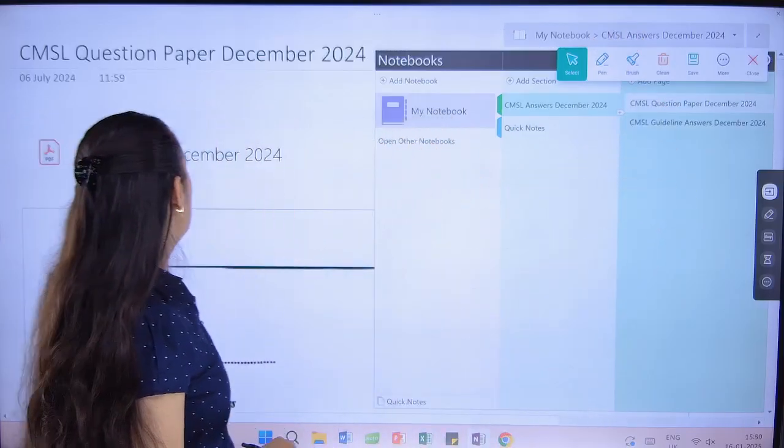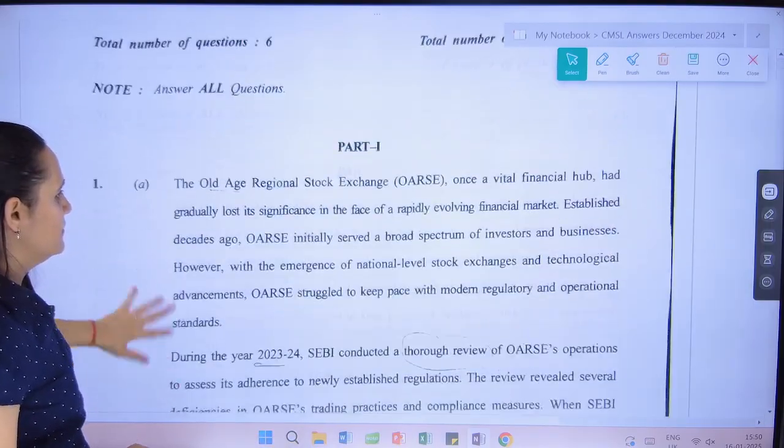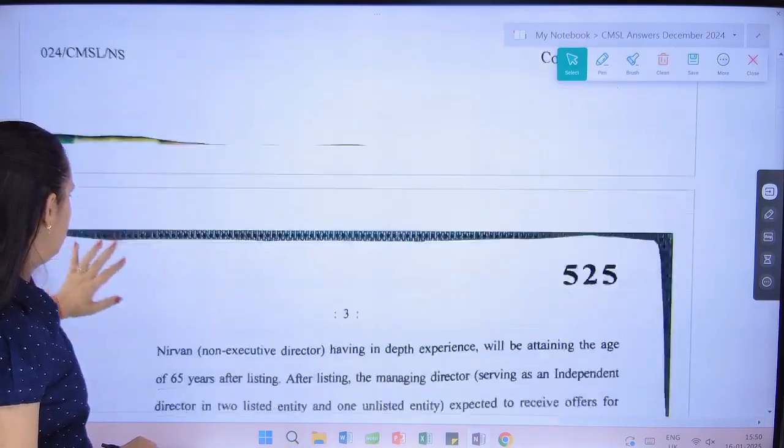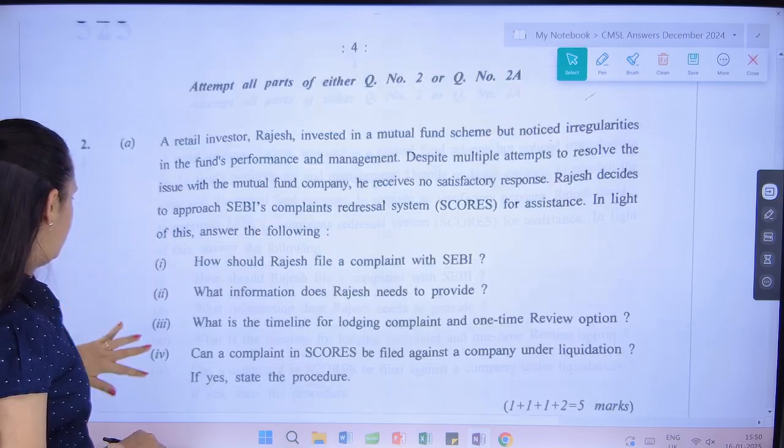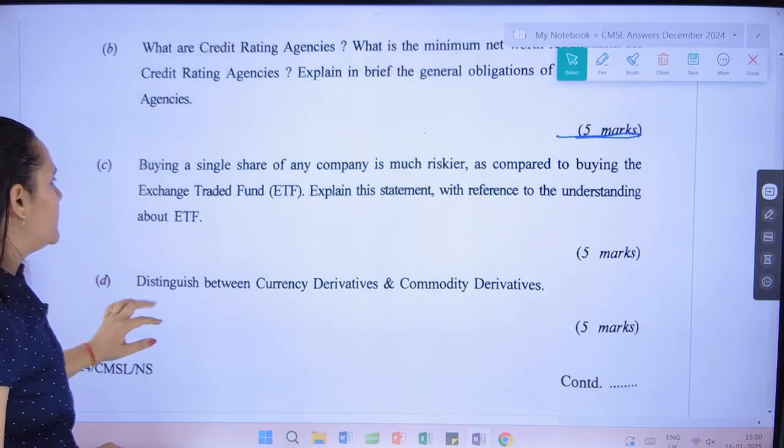Next question, question 2C. Every time should I scroll? Okay, fine, let's see. Question 2C.